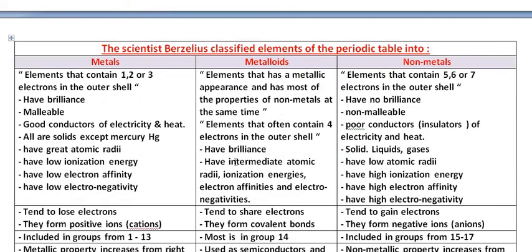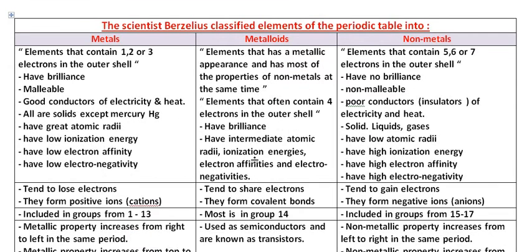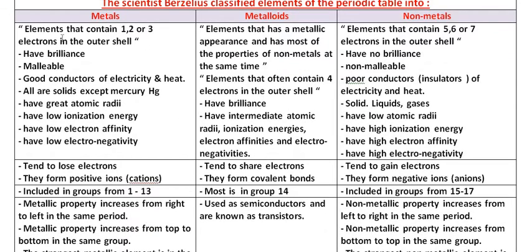The scientist Berzelius classified elements into 3 main groups: metals, non-metals, and metalloids. Metals are on the left-hand side of the periodic table, non-metals on the right, and metalloids in the middle. Metals are characterized by having 1, 2 or 3 electrons in the outermost energy level, but non-metals contain 5, 6 or 7 electrons in the outermost energy level.